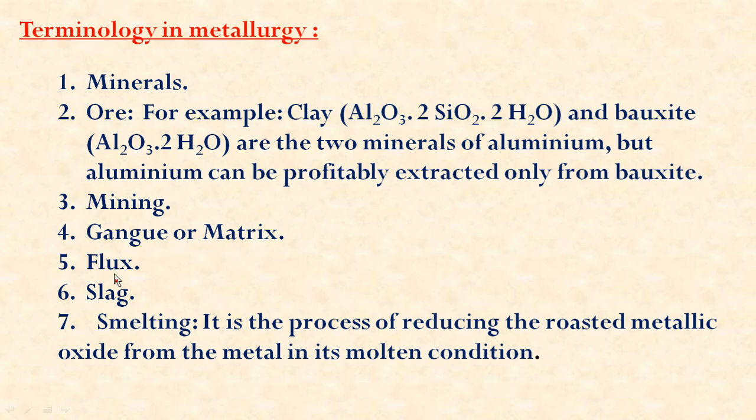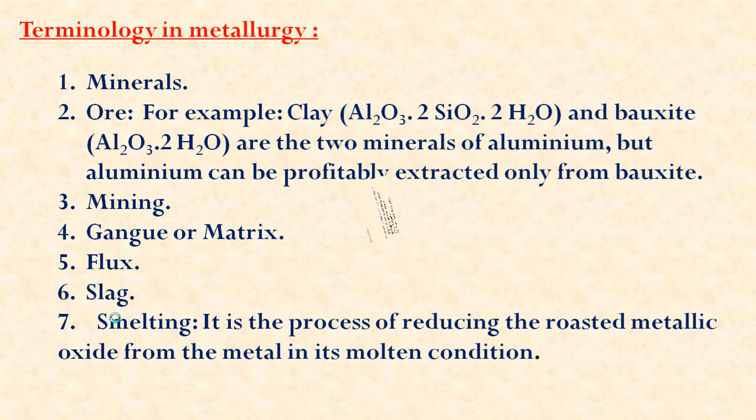Then flux. What is flux? Flux is the substance added to reduce the fusion temperature in order to remove the gangue, and it is called a flux. Then slag. Flux reacts with gangue to form slag. Slag is a fusible product. So, first you remove the fusible product.